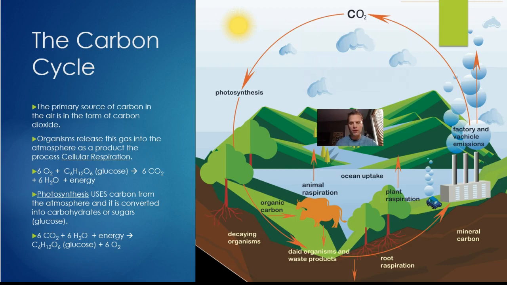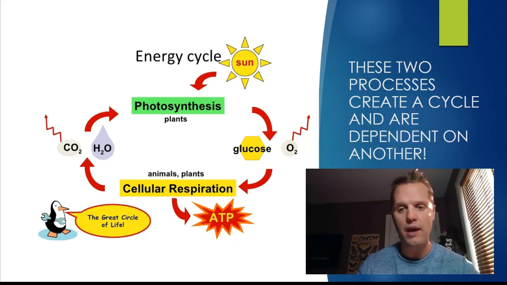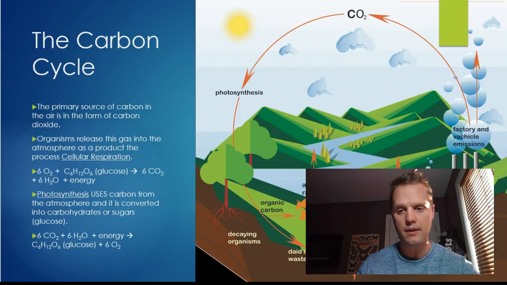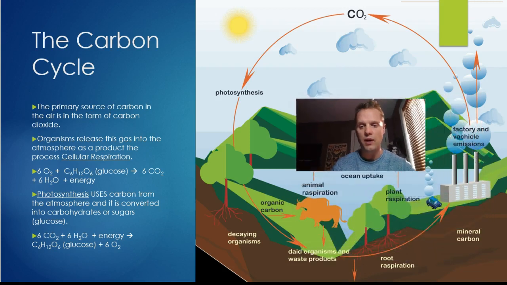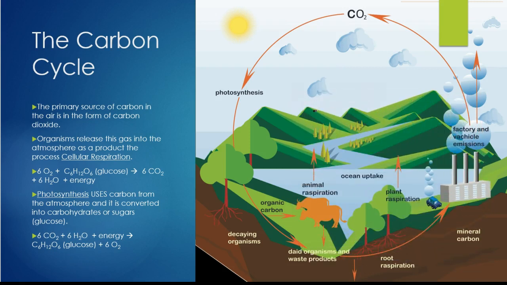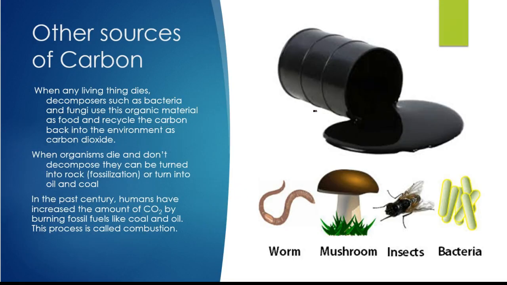So if we look, we know that these two processes are dependent on each other. Photosynthesis needs cellular respiration and vice versa. We also can say that there are other things going on here to release CO2. We have not only cellular respiration happening, but we also have decaying organisms. And we have other processes where we're releasing carbon dioxide. We're also going to learn that the human impact is that factories and vehicles also release carbon dioxide into the air.